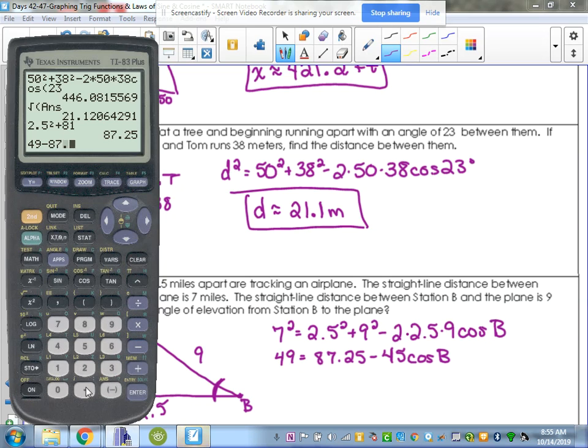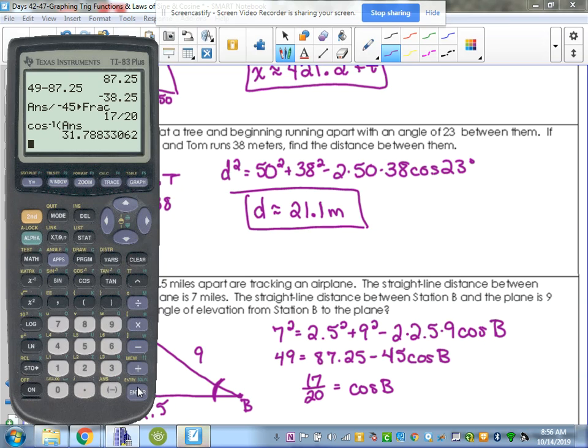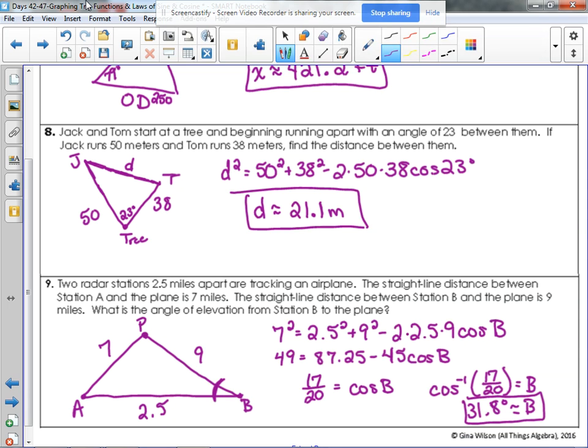So we're going to subtract and then divide. We're going to get 17 over 20 is equal to the cosine of B. So we'll do the inverse cosine. 17 over 20 is angle B, so that is 31.8 degrees, approximately.